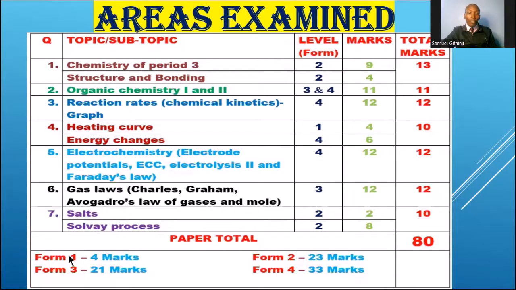You can see this paper is not mainly for form 1. So look at that: 4 marks from form 1, 23 marks from form 2, 21 marks from form 3, and 33 marks from form 4. So if you put together the form 3 and form 4 work, you'll agree with me, student, that this paper requires you to have understood form 3 and form 4 work. It is mainly from the 2 forms.